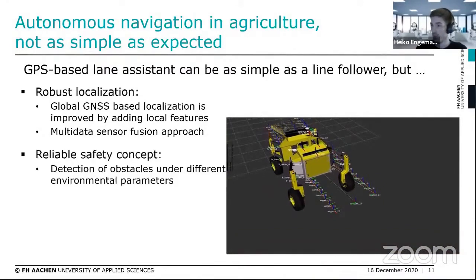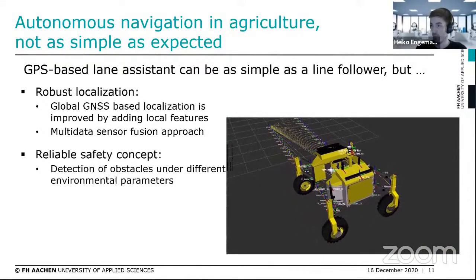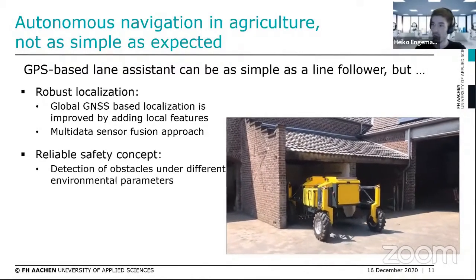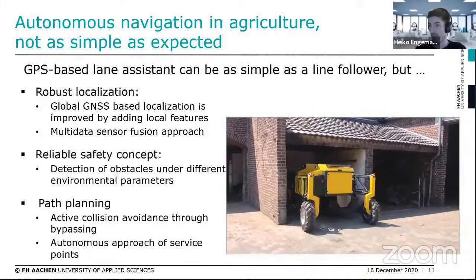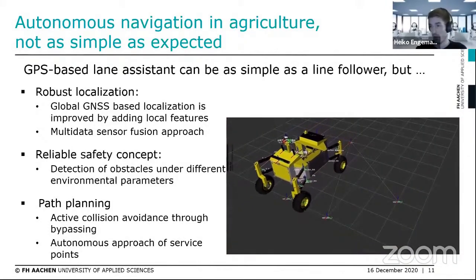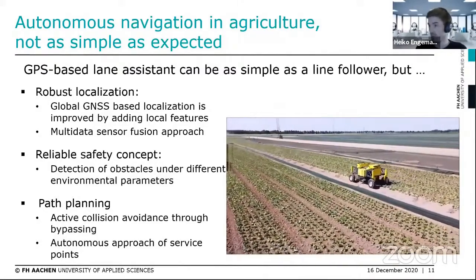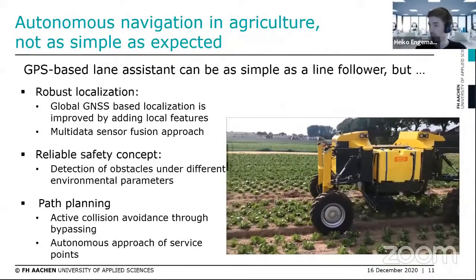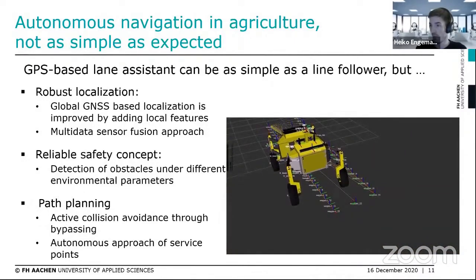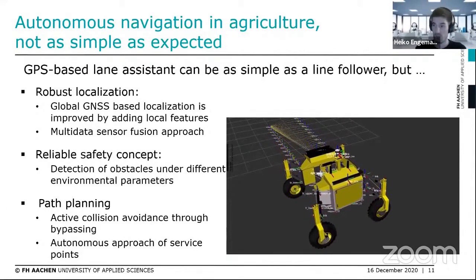The safety concept has to detect obstacles under different environmental parameters, which are, for example, different times of day and weather conditions, as well as different terrains and growth stages of the croplands. Active path planning can be really nice and a great improvement for the future. If you think about active collision avoidance via bypassing, for example, that would increase the uptime of such field robots. Or the autonomous approach to service points, which would enable automatic tool changes or the automatic refill of working supplies.